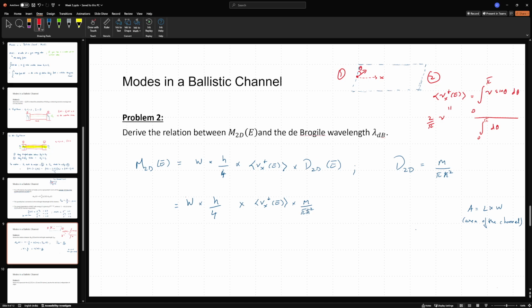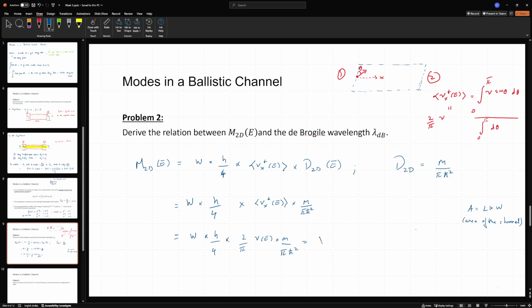So coming back here, I will continue writing this as W into h by 4 into 2 by pi v of e into m into m, sorry, into m by pi h bar squared. Now this is going to give us, so this h bar squared is h by 2 pi whole square. So this is h square by 4 pi squared.